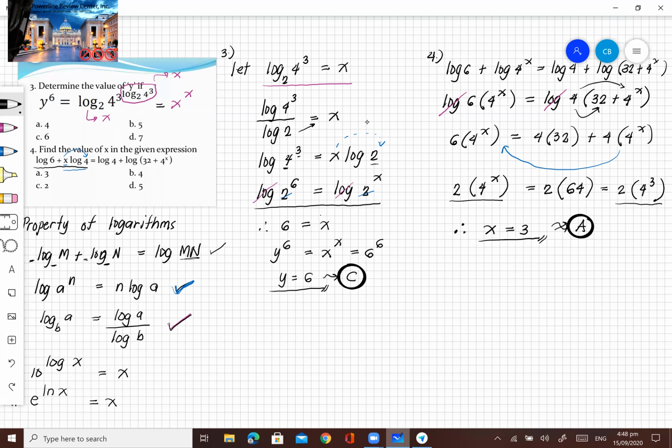Common logarithm is also known as what? Follow-up question: what is the other term for common logarithm? The logarithm of the base, what base? Common logarithm is the logarithm of base 10. But there is another term used to represent that common logarithm. Yes, common logarithm is logarithm of base 10. What is the other term?